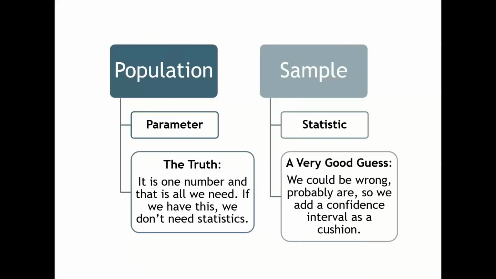So here's a little graphic I made a long time ago, but I thought it would be useful for today. Here are the things we don't know on the left and the things we can find out on the right. So on the left, we have our population. We have our parameter, which is what we want to know. Maybe the average light bulb burnout time, right? And that's the truth. If we had that, that's all we'd need. We wouldn't need our statistics, but in many cases we don't have everything. So we pull a sample, then we derive a statistic, which hopefully is a good guess at that parameter. And that's what it is, a very good guess. We could be wrong. We probably are. So we're going to add that confidence interval as a cushion.